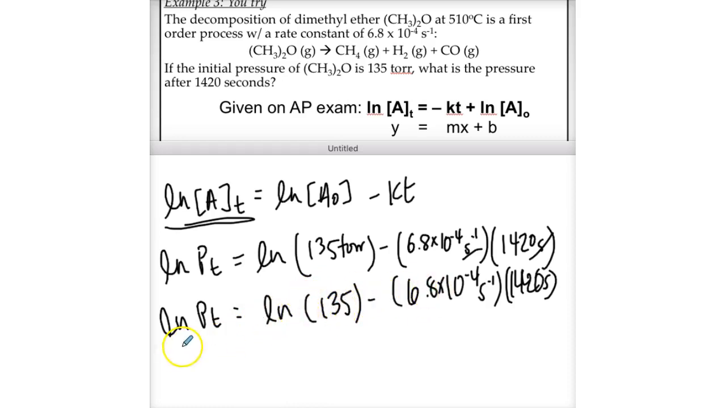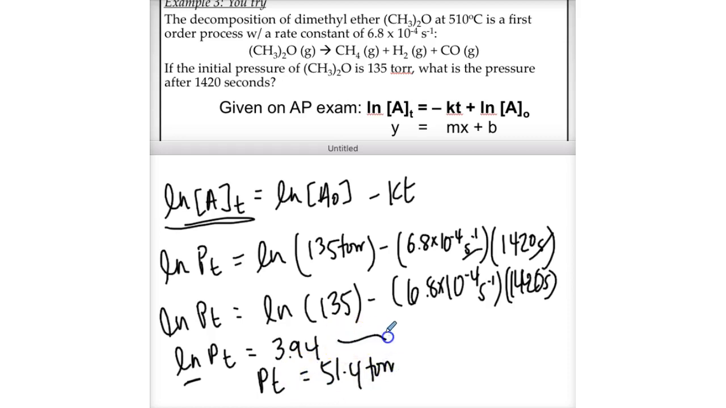But basically you solve all of this, and what you get is natural log of PT is equal to 3.94. I want to get rid of the natural log, so the pressure after 1420 seconds is going to equal 51.4 torr. Right? You basically take Euler's number to the 3.94 and you get that. So that's the pressure. It dropped from 135 to 51.4 after 1420 seconds. So that's how you solve this particular problem.